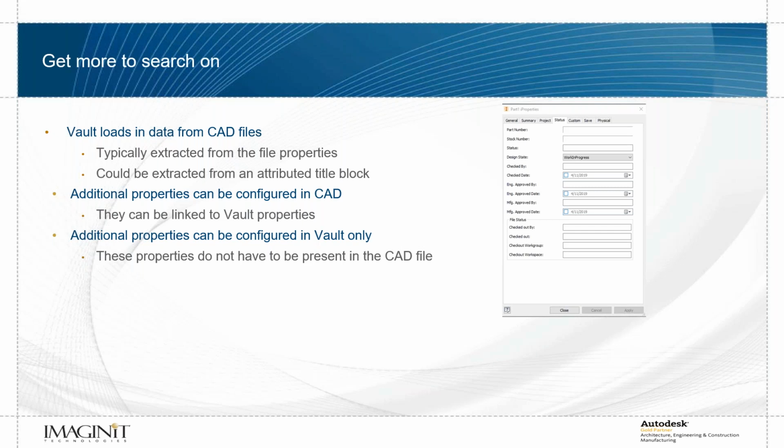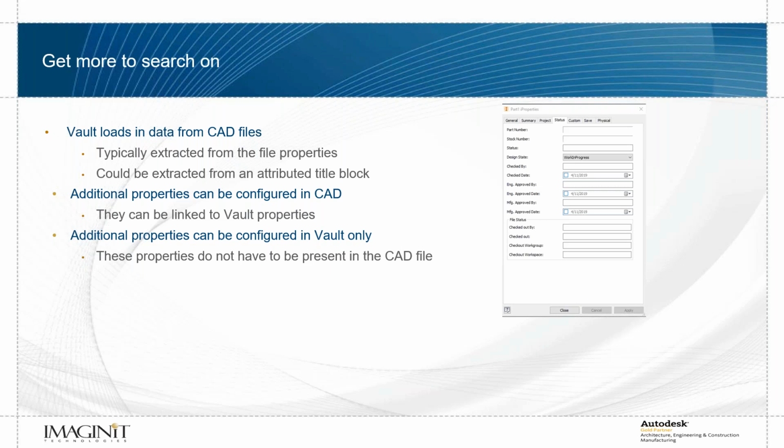You could also set up properties that are Vault-only properties. They do not have to be present in the CAD file. And we can use those to tag information essentially within Vault. So properties are really where it's at. Typically, we're going to pull them from the CAD file. If you are not filling out all of this information, part number, stock number, whatever it would be, if you're not taking the time to fill that out, you're really bypassing an opportunity to be able to search on it later. So we want to have the information in the file so we can search on it later.